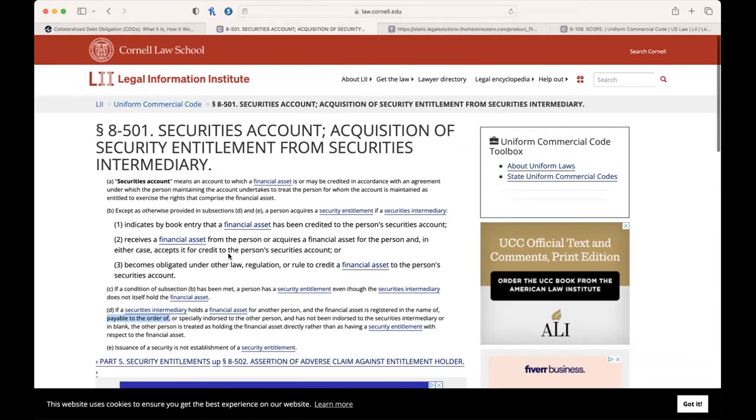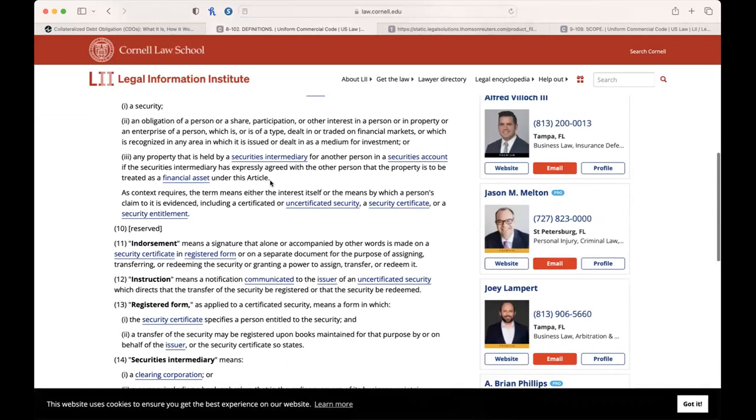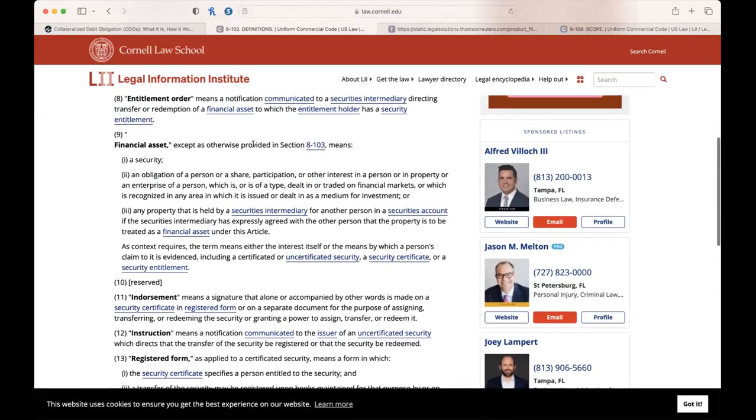So I know there's a few words I passed over that you guys want to see. So I'm gonna click this one, financial asset. Except as otherwise provided in section 8103, means a security. So, I see a lot of people talking here. And this is stuff we read a long time ago, but not saying the information has changed, but we get a better understanding. So it says most people believe that a security is anything with a maturity of 9 months or more. But that's not what this says.